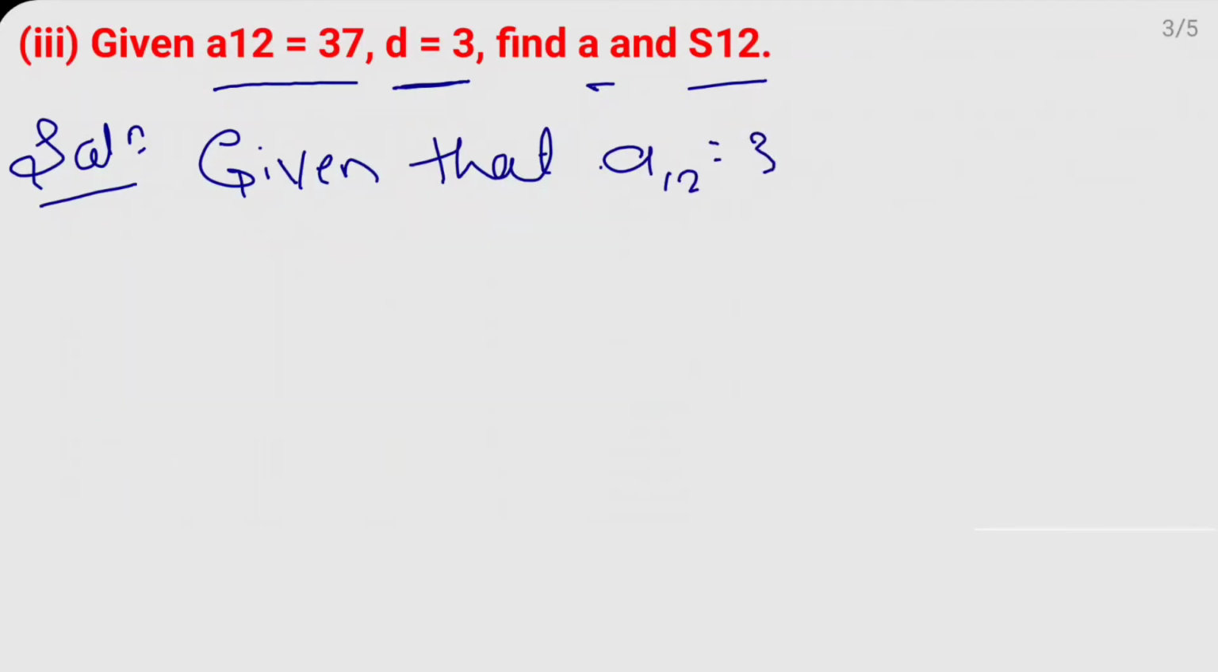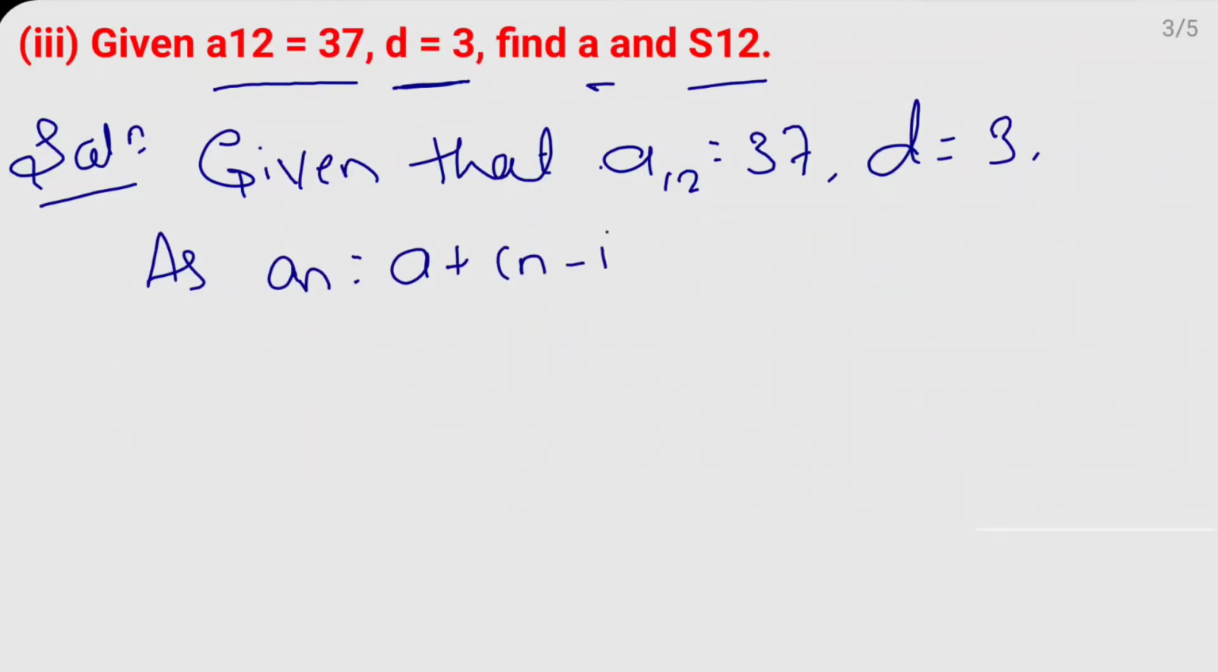Given that A12 is 37 and common difference D is 3. They have given these two only, and we want to find out A and S12. So as we know, An equals A plus n minus 1 into D. So here they have given A12, so here n is replaced by 12. A12 equals A plus 12 minus 1 into D.